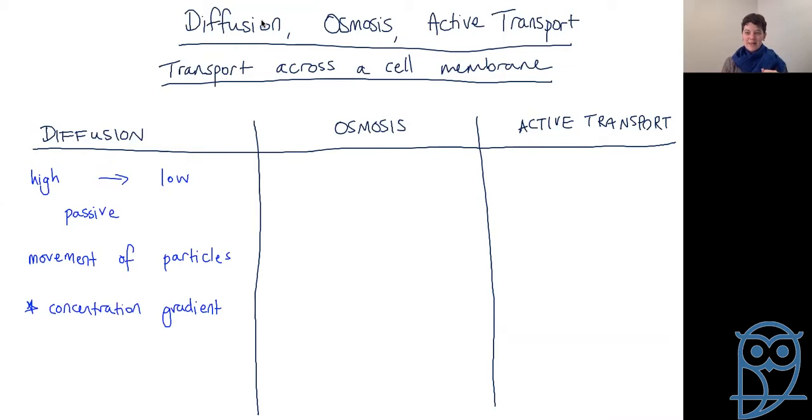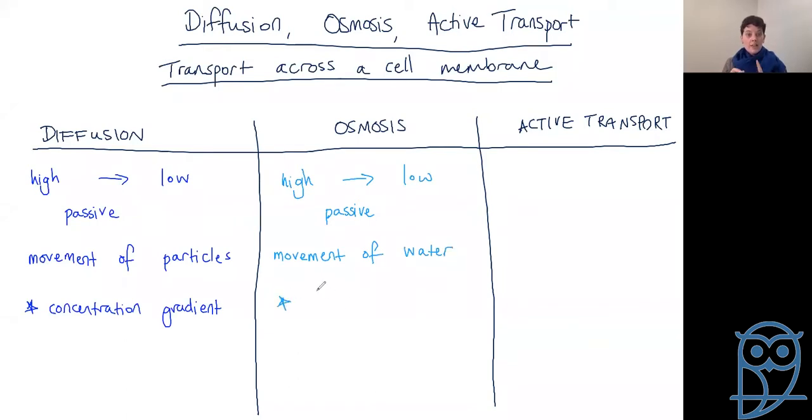So now you've got a good idea of what's going to go into the next few columns in terms of what's different. So, osmosis, it's also the same. It is also from high to low. It is also passive. But now here's a big difference. Diffusion is the movement of particles. Osmosis is the movement of water only. So we only use the term osmosis when we are talking about movement of water.